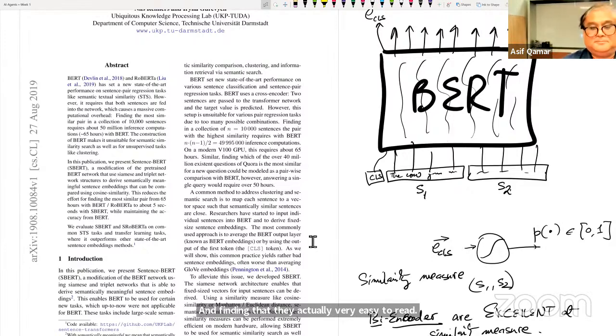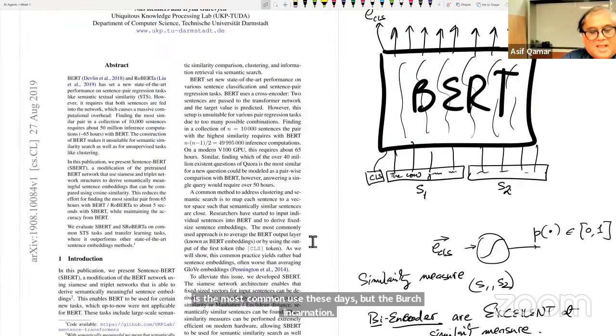BERT and RoBERTa, which is the more downtown cousin, the big brother of BERT, just improved BERT. RoBERTa is the most commonly used BERT incarnation these days. BERT and RoBERTa have set a new state-of-the-art performance on sentence pair regression tasks.